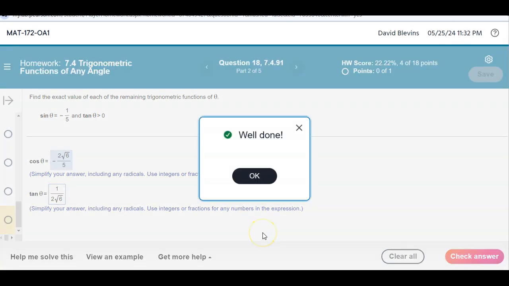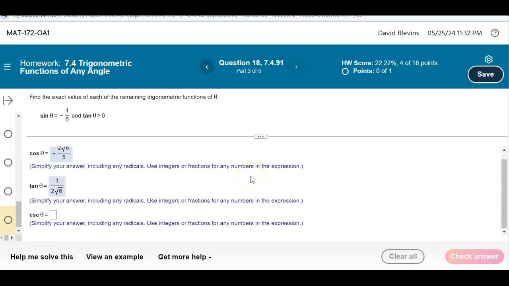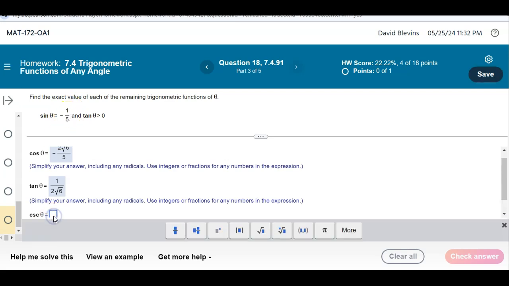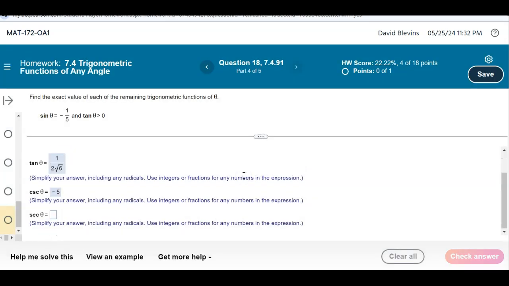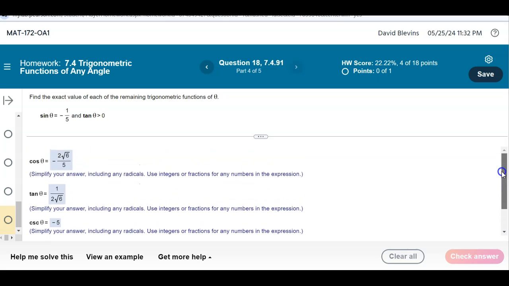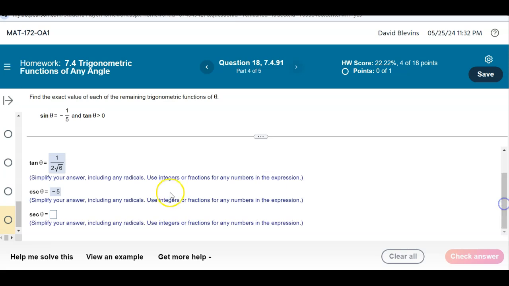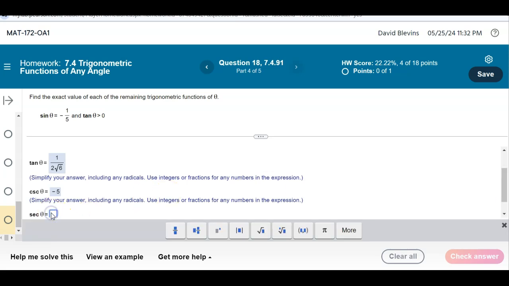All right, and now we're going to switch to the reciprocals. Cosecant is the reciprocal of sine. Sine is -1/5, so cosecant is just -5. Remember, they're going to keep the sign. They're just going to flip over. All right, secant is the reciprocal of cosine. So cosine had the 5 on the bottom, so it's going to go up to the top. The 2 square root of 6 is going to go to the bottom, but it's going to stay negative.